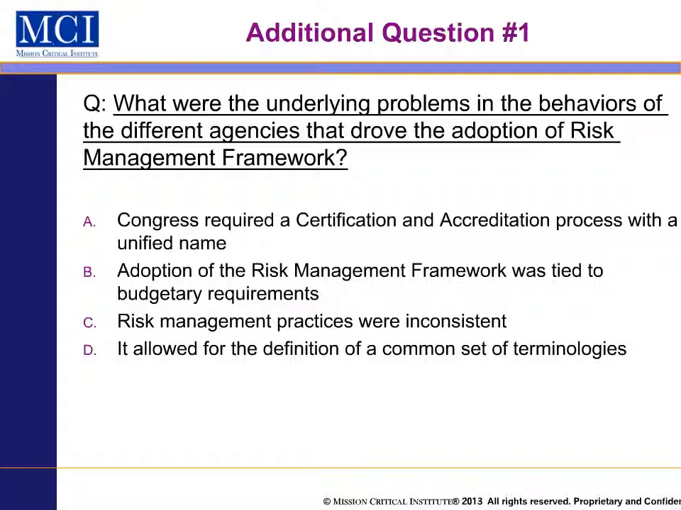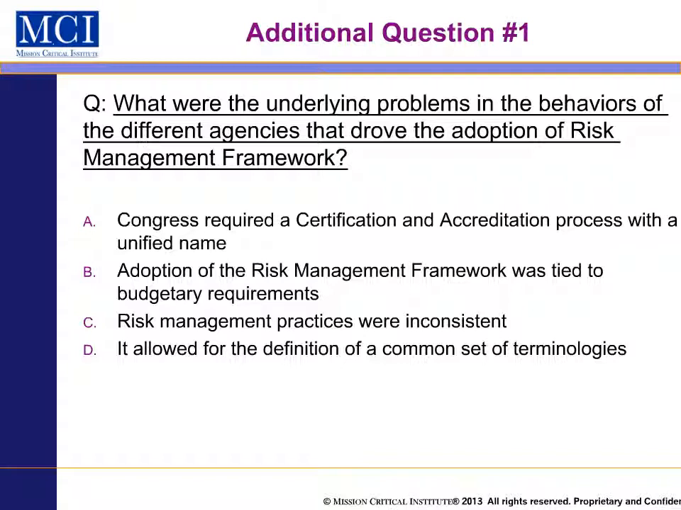Now let's go back and look at the question and single out keywords. In this case, we're looking at keywords such as behaviors, and keywords such as different agencies, and keywords such as risk management framework. Those three fitting together. Now, take those keywords, go back down and look at the answers. Answer A, Congress required a certification and accreditation process with a unified name.